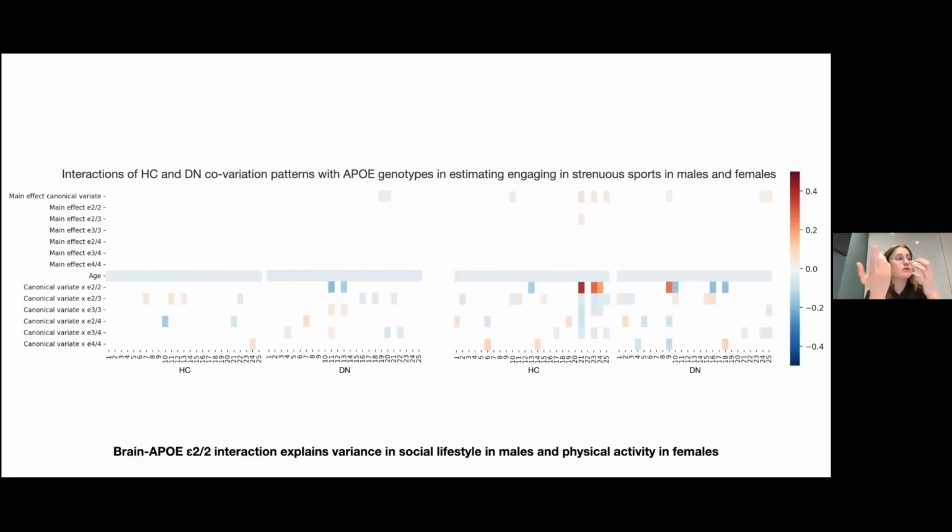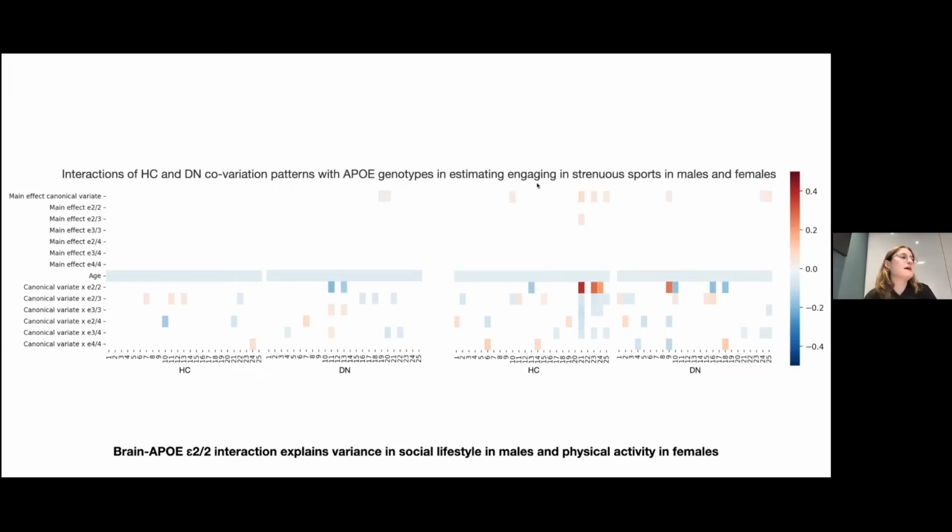Then we saw another pattern of interaction between E2 and the canonical variant, but this time for later canonical variants, so like 21, 22, and 24, but that was stronger in females. And here we're estimating engaging in strenuous sports, which could be a modifiable cardiovascular risk factor, right? So how active you are. We know that in females following menopause, there is a higher risk of neurovascular complications, so possibly engaging in sport has this kind of stronger effect in females.